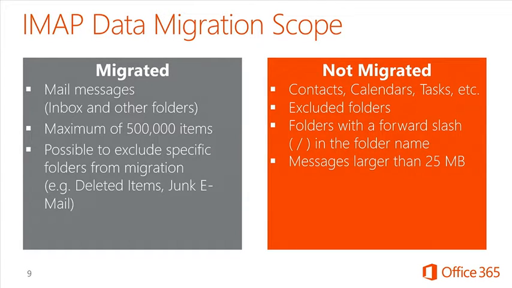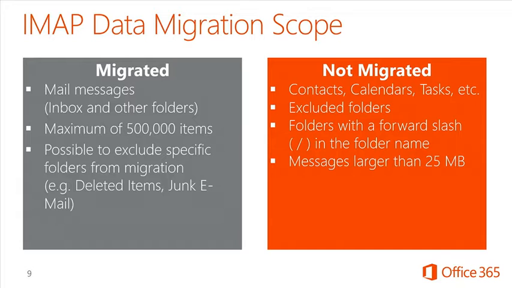We don't migrate more than 500,000 items in a source mailbox if you've got some very large source ones. It is possible to exclude some of the default folders such as deleted items or junk email from the migration scope if you want to reduce some of the bandwidth required to bring the mail content over.